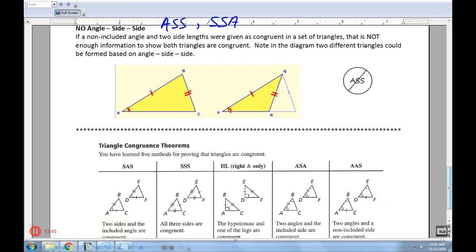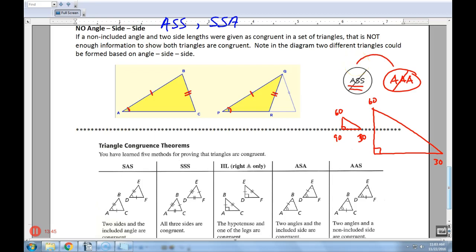So ASS doesn't work. So down below, and also I might as well just put it in these notes, AAA does not work either. That one doesn't work because I can have a small triangle, you know, that might be, say, a 30, 60, 90, and then I might have his big brother over here. That's also a 30, 60, 90, and those two triangles are not congruent. They're the same shape, but they're not the same size. So these are the big two that don't work that people try to use, but it's not allowed.